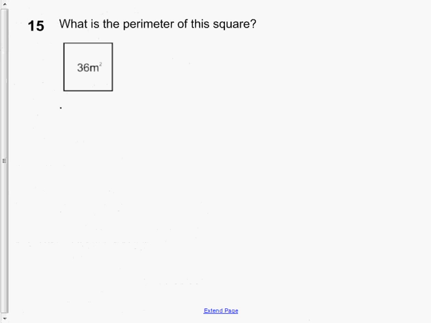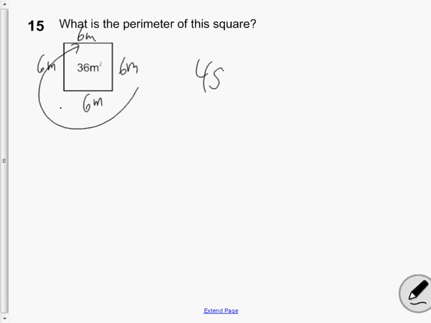I don't think this is 15 in your test. I think it took a right turn at Albuquerque here with the numbering, but you can just look for the particular question. This is question 41. It says, what is the perimeter of this square? Well, given the area as 36, you know that each of these sides in this square will be 6 meters, because 6 times 6 is 36. So if that's true, then all of these sides added together, or 4s, will equal your perimeter, and 4 times 6 is 24 meters. The perimeter is 24 meters.